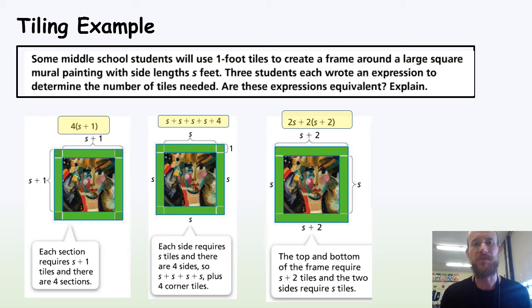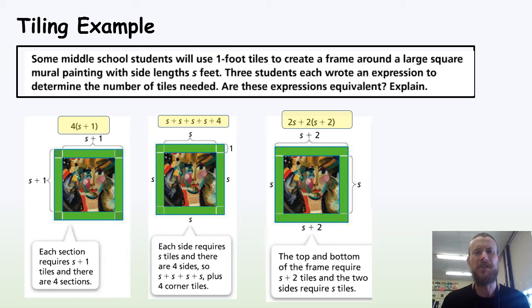This example comes from your book, and you could turn to the page. I can't remember exactly, but you'll see it right before the homework set, homework 4.8. It's very similar to the 3-act math that we did with tiling. There's a gentleman who was tiling the edge of his mirror. It says some middle school students will use 1-foot tiles to create a frame around a large square mural painting with side lengths of s feet.